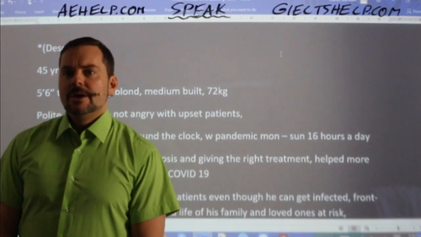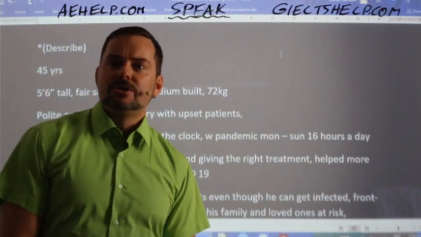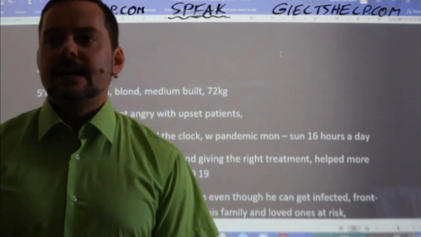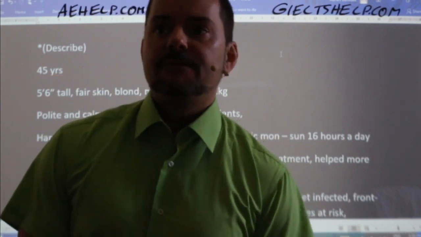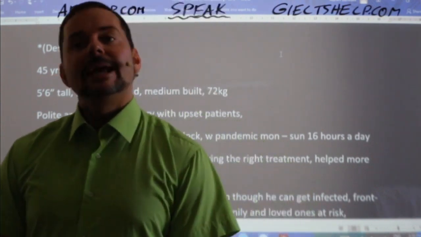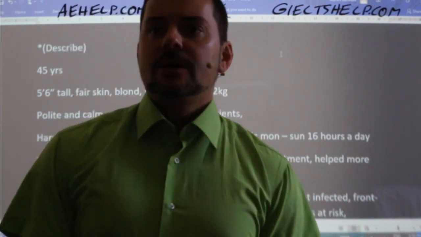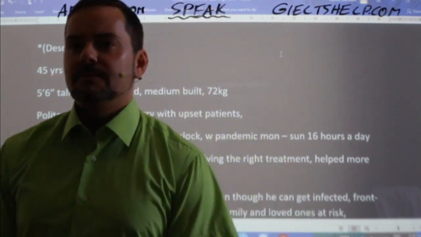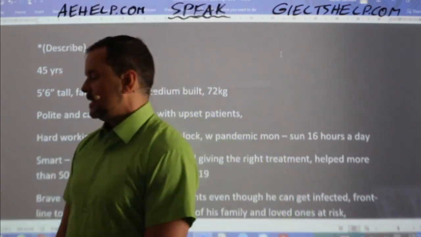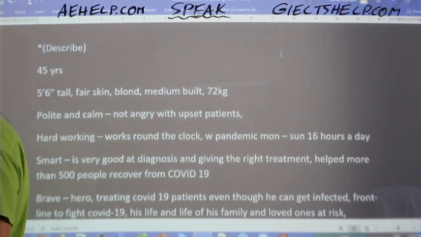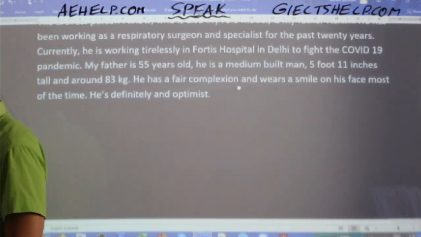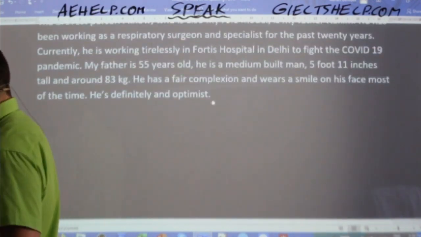All right? Abhishek says he is 56 years old and he has a muscular physique, 5'11" tall, around 88 kilograms. He's always ready to attend patients without any time limit. Okay, good. So let's go with what Roshni started there.